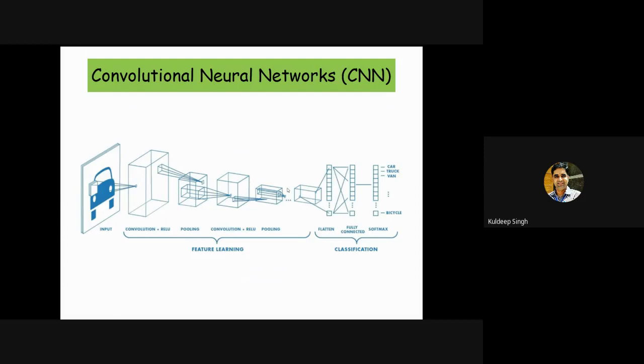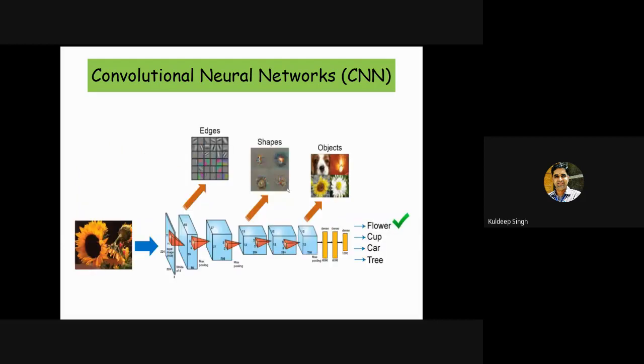Then we have the fully connected layer. We have the rectified linear unit, which is an activation layer, and it is non-linear in nature. It brings non-linearity into the network. So that's the basic idea of a convolutional neural network. I think you have studied it in detail, so I won't go much into the details of convolutional neural networks.